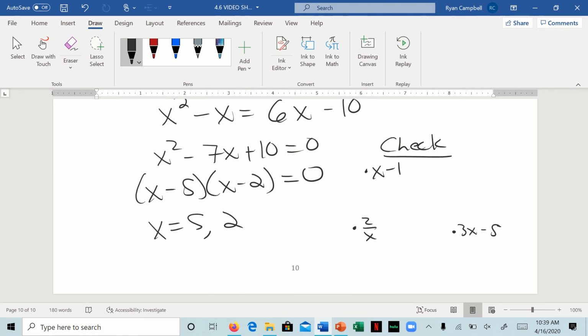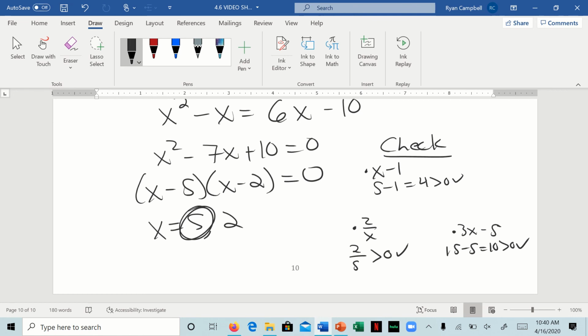All right, so 5 minus 1 is 4. That's positive. We're all good. 2 over 5. That's positive. We're good. And then when we plug in 5 for this one, 15 minus 5 is 10. That's positive. So we're all good. So 5 is definitely an answer.